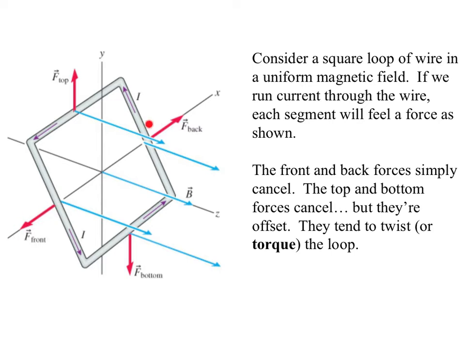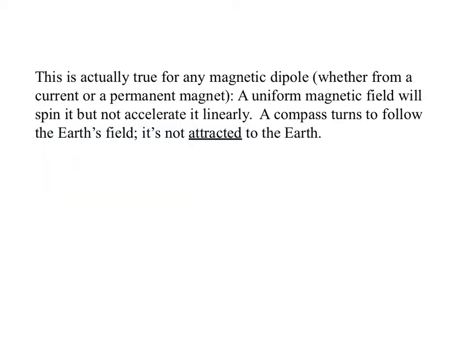These two basically pull everywhere along the same way, and they cancel out. But these two are pulling offset from each other. They are the same strength, so the thing does not move, but it does tend to spin. This is actually true for any magnetic dipole, whether from a current or a permanent magnet or whatever. A uniform magnetic field will spin it, but not accelerate it linearly.